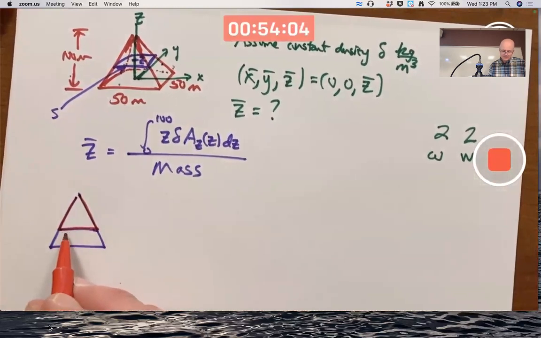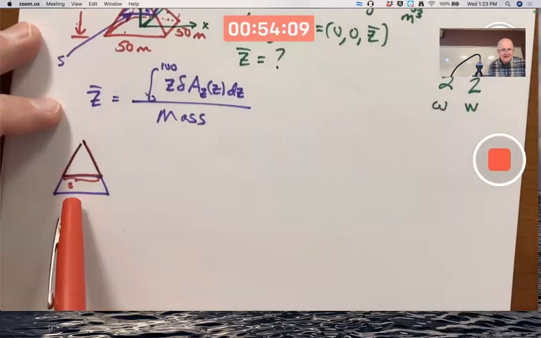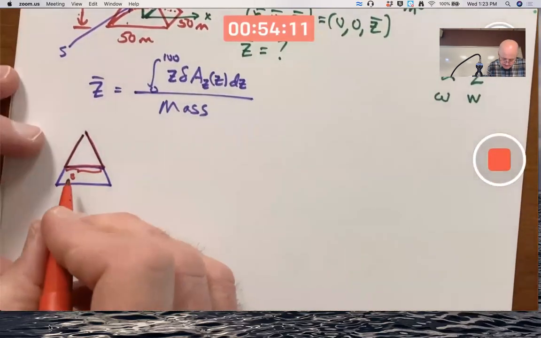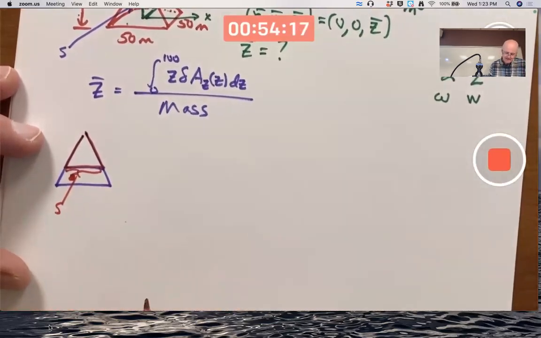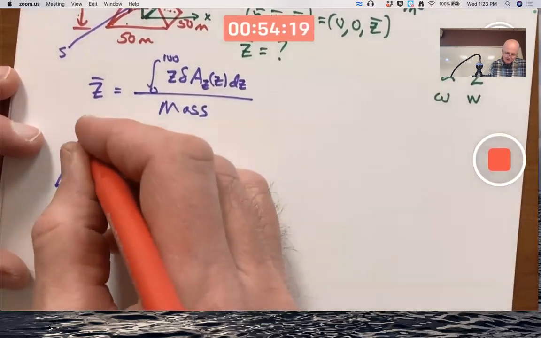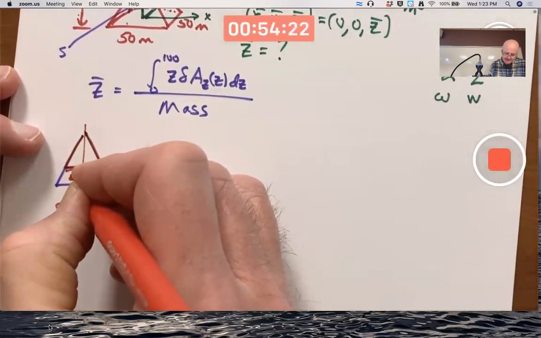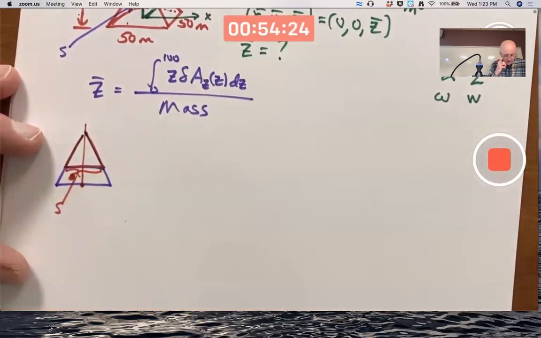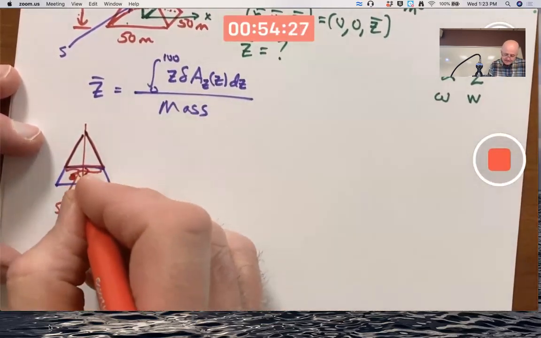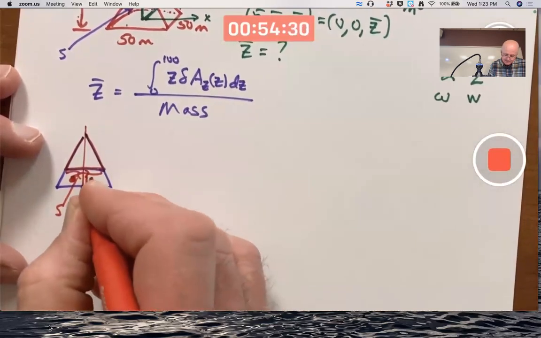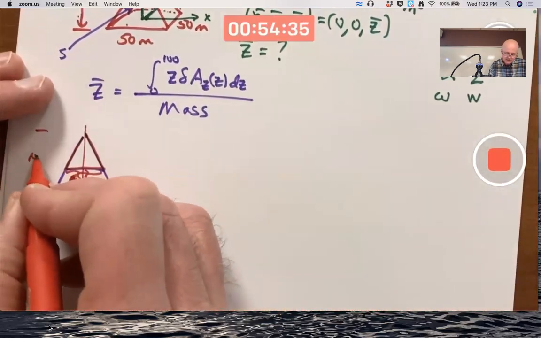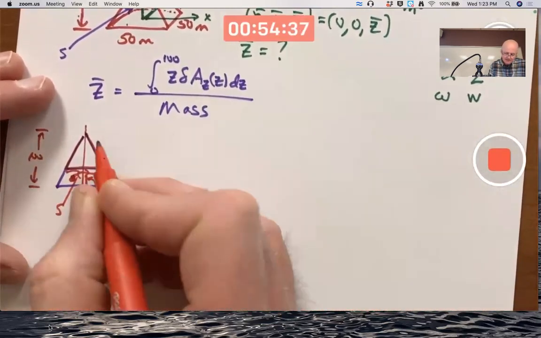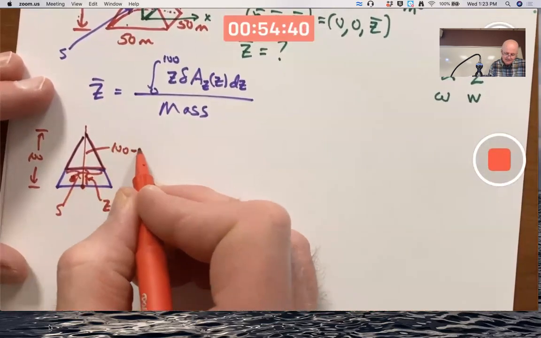S is this horizontal distance there. That's S. That's supposed to be an S there. I know it's small. Let's draw a vertical line through the middle here as well. It is an isosceles triangle. This distance, let's call Z, because it does correspond to the Z in the picture. Since the entire height is 100, that means this distance right there is 100 minus Z.